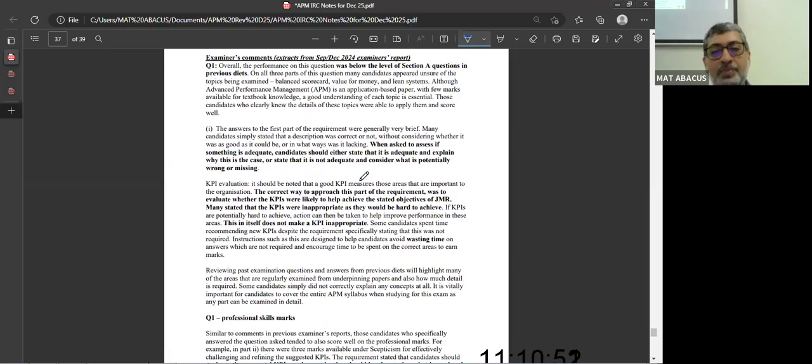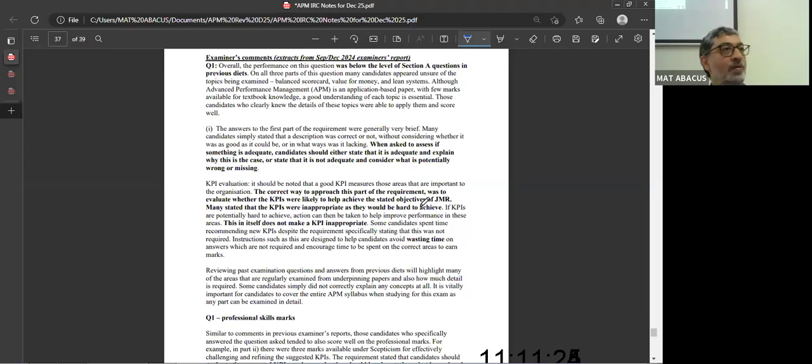It should be noted that a good KPI measures those areas that are important to the organization. The correct way to approach this part of the requirement was to evaluate whether the KPIs were likely to achieve the stated objective. That's always the case. In class I've also given notes on that. Many stated that KPIs were inappropriate, so that means they most probably did not meet the objective. But instead of saying that the KPI doesn't measure achievement of the objective and why, they say it would be hard to achieve.